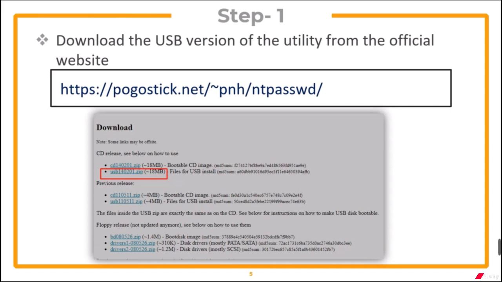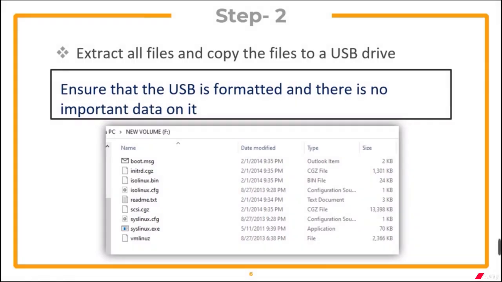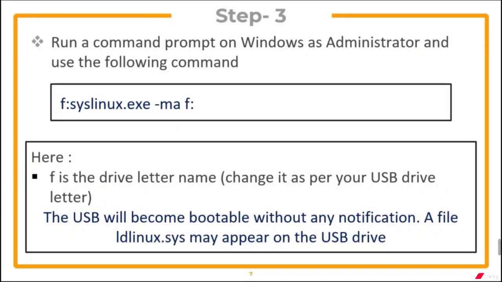Now in step 1, download the USB version of the utility from the official website. Now extract all files and copy the files to a USB drive. Ensure that the USB is formatted and there is no important data on it. Now run a command prompt on Windows as an administrator and use the given command. Here F is the drive letter name and change it as per your USB drive letter in your PC. The USB will become bootable without any notification. A file ldlinux.sys may appear on the USB drive.